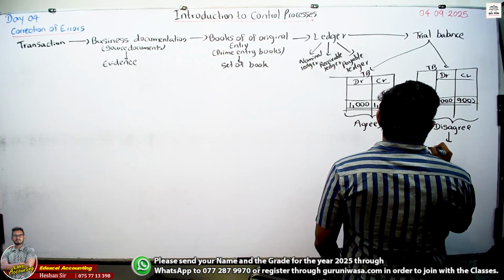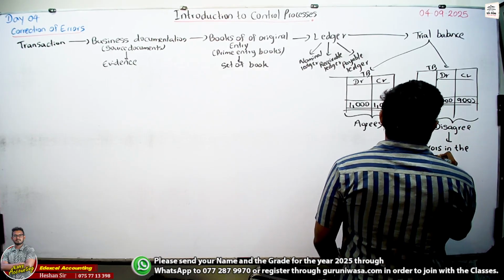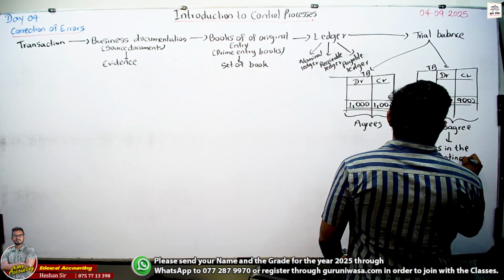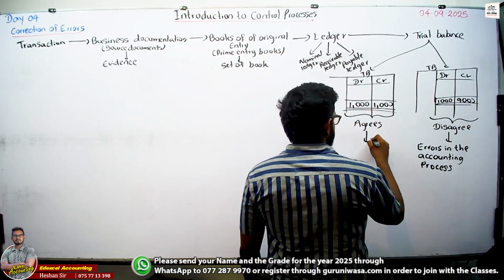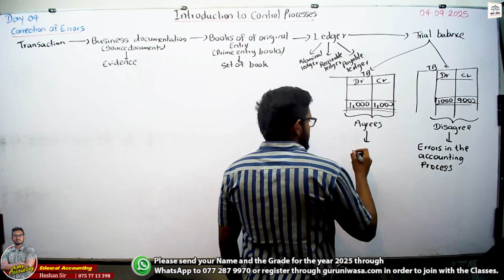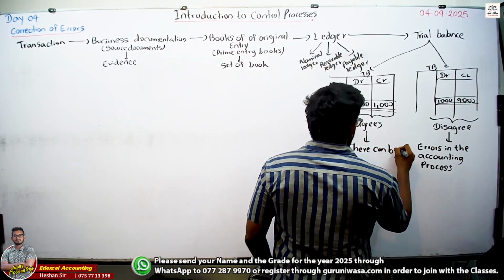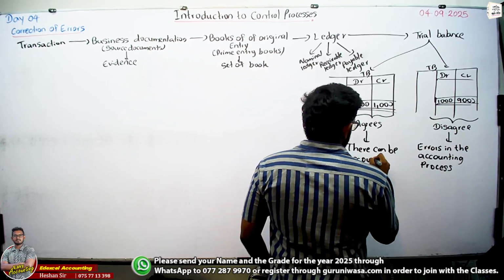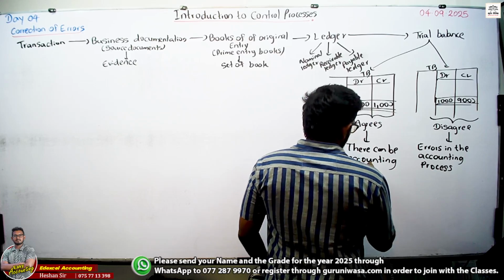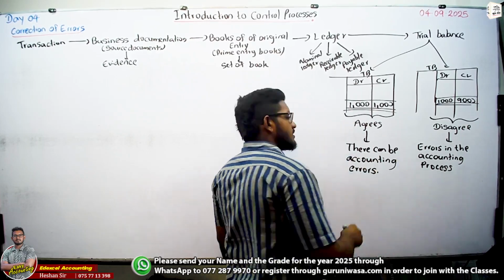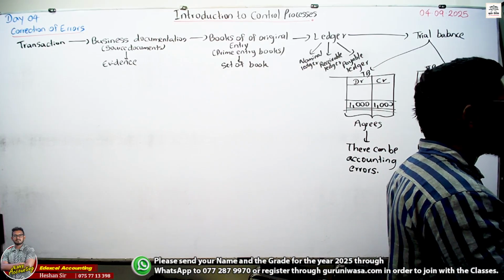errors in the accounting process. Trial balance agrees. Though the trial balance agrees, there can be accounting errors. Right? Trial balance agreeing doesn't mean the accounting process is 100% accurate, but there can be errors in the accounting process though the trial balance agrees.